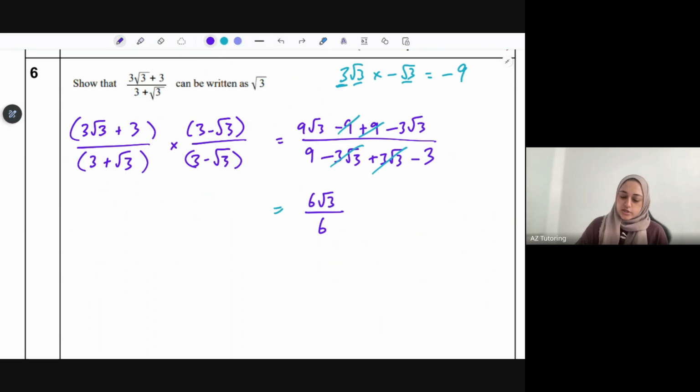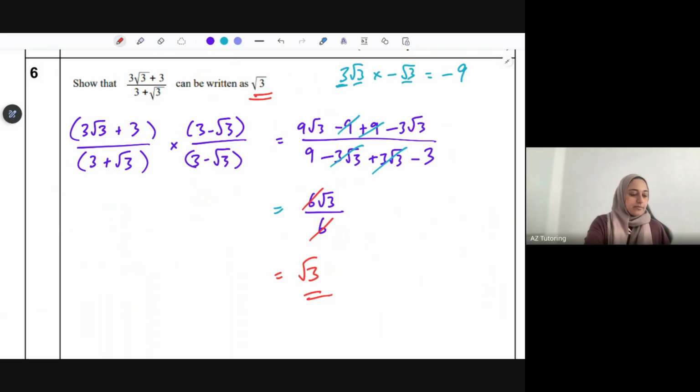Now, what you should notice is we've got 6 on the top and the bottom that we can cancel out with each other. 6 divided by 6 is just 1, right? So we're left with just root 3. And there you go, we've just shown that it can be written as root 3. So yeah, they are all rationalizing the denominator questions, but it doesn't tell you in the question to rationalize the denominator. They just expect you to know it.